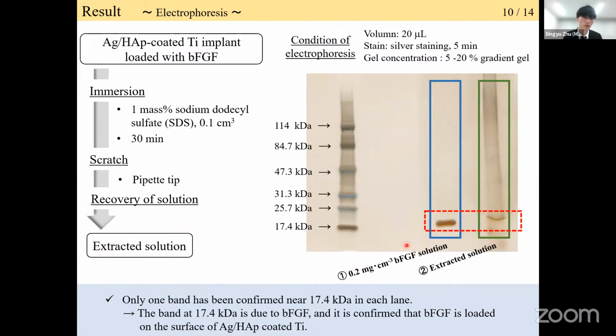And a lane was observed for each of the two solutions, and only one band was identified at about 17.4 kilodaltons from both lanes. The blue lane measured the 200 ppm bFGF solution, so we knew this band was due to bFGF. And the green lane has a band at the same location, indicating the presence of bFGF in the extract solution, confirming that bFGF is loaded on the titanium surface.